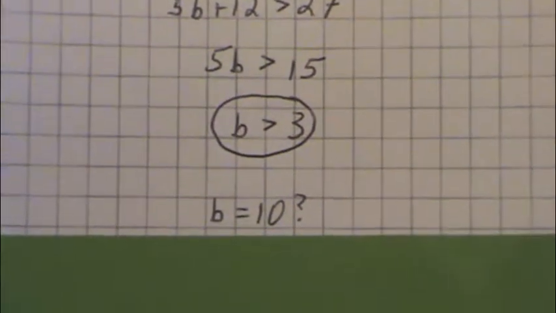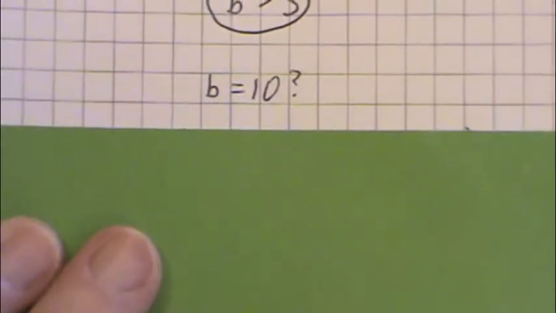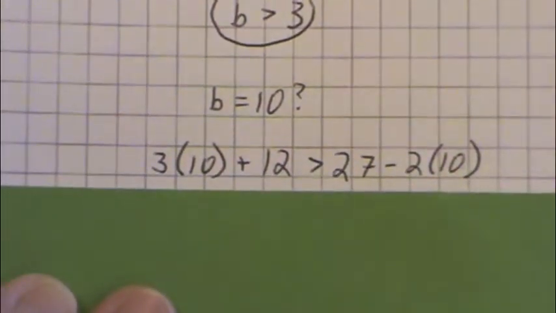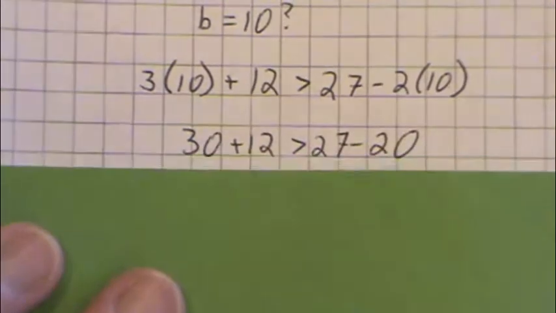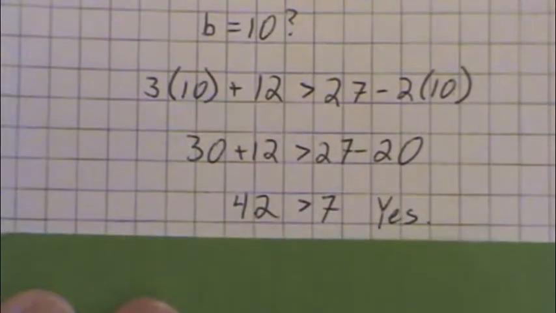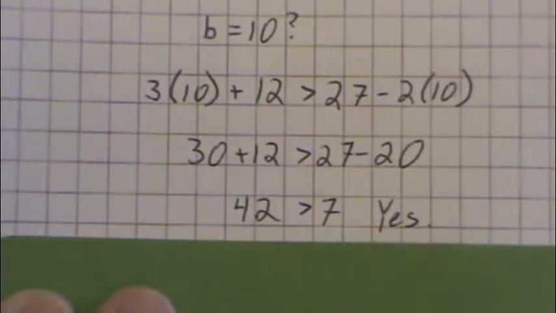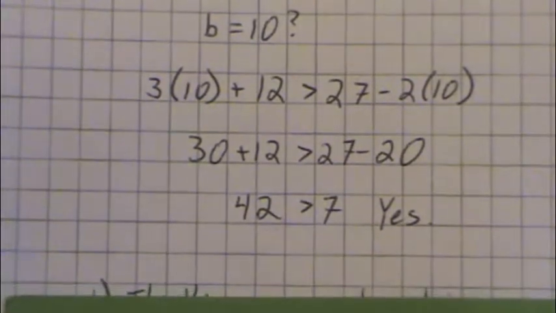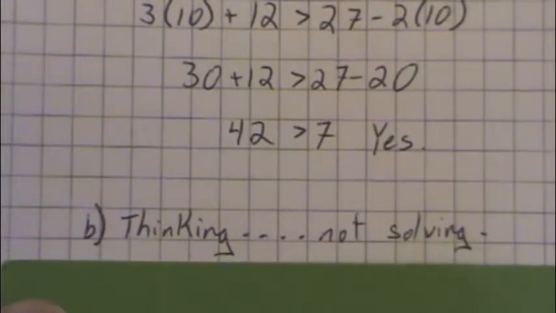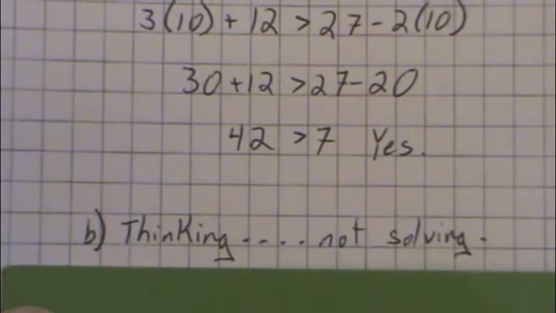And I'm checking it again. What happens if b is equal to 10? Another easy number to work with. Well, I plug in 10 for both of the b's, and I end up with 42 is greater than 7, which does work. Now, for letter B, again, they want you to be thinking, not solving.